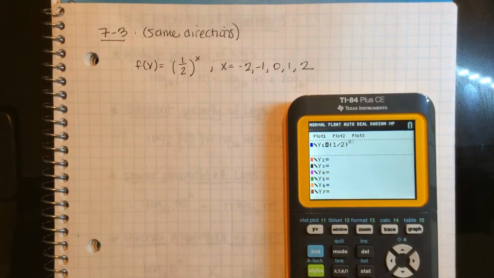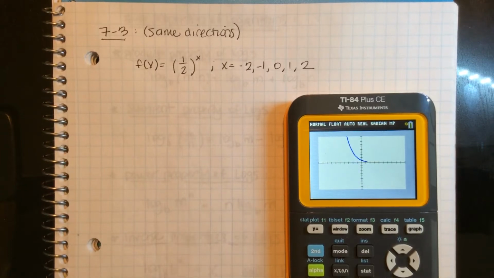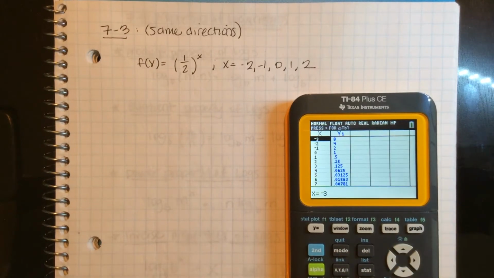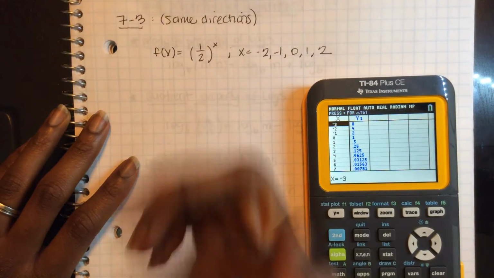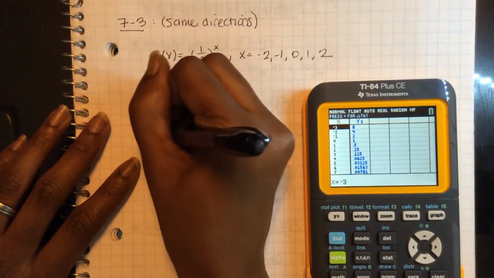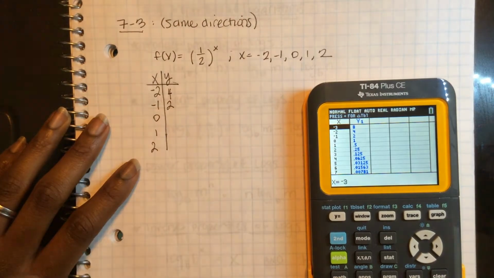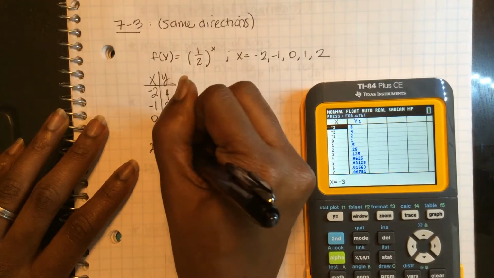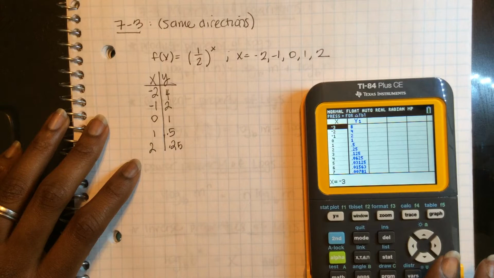So I'm going to graph this in my graphing calculator to visualize it. So we see it's decaying from left to right. And now to get a table, I'm going to click second table to get x and y values from -2 to +2. So let your calculator help you out here. 4, 2, 1, 0.5, and 0.25. So that's a visual of some points of my function.